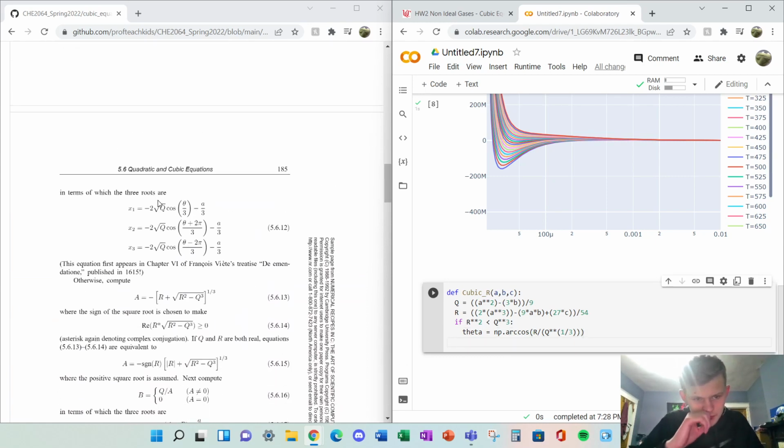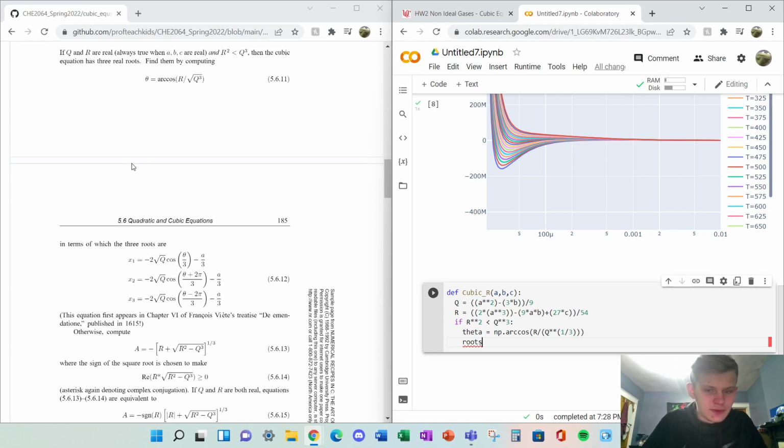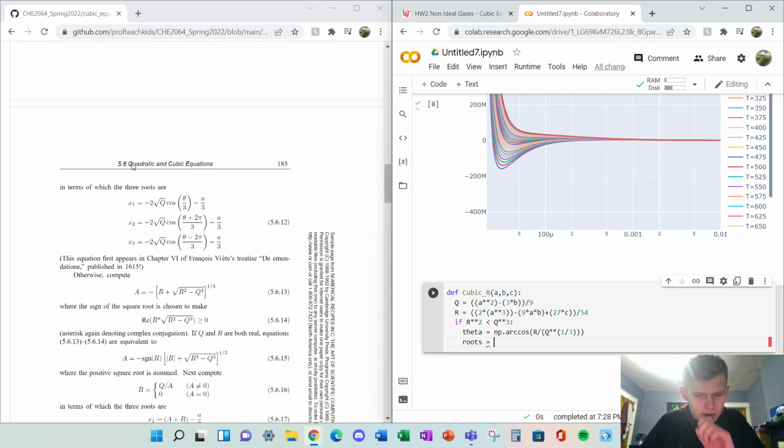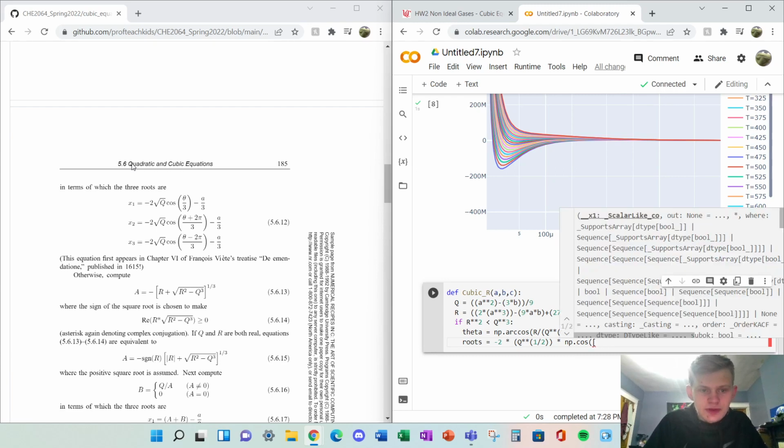Next, we're going to set a value that's going to solve all three of our roots at the same time, so we don't have to mess with it too much. So what we're going to do here is set our roots function. I'm going to do -2 multiplied by our Q value to the square root, separated off, and that will be multiplied by our numpy function of cosine. And from here, we're going to do something a little funky.